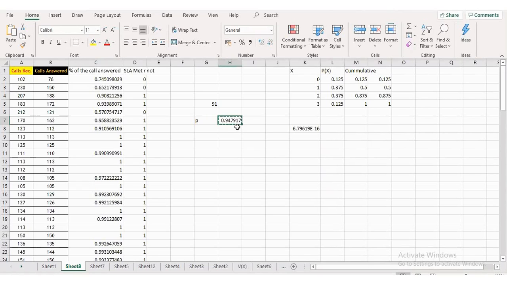What is the chance that out of 20 days, you meet the SLA at least 1 day? You meet it anyway, 100% probability. You guys are understanding or not? Let me repeat one more time. Your probability of meeting the SLA is very, very high. I am giving 20 days. Out of 20 days, what is the chance that you meet at least 1 day? Anyway, you meet it, because the probability of meeting the SLA is very, very high.